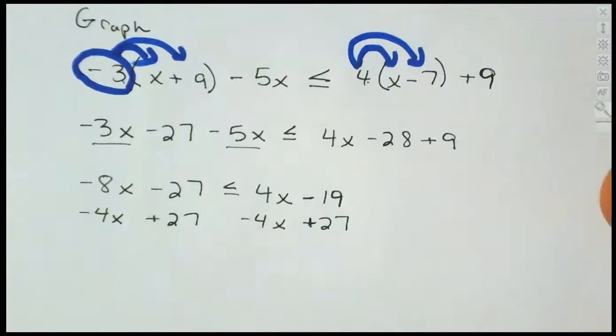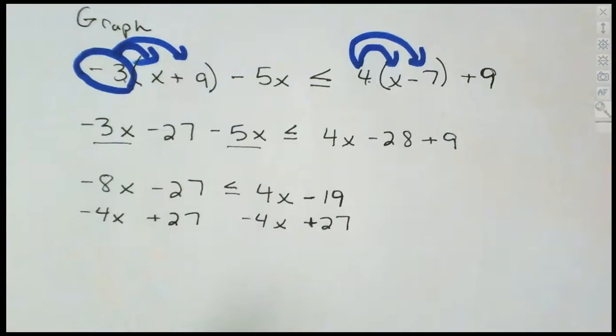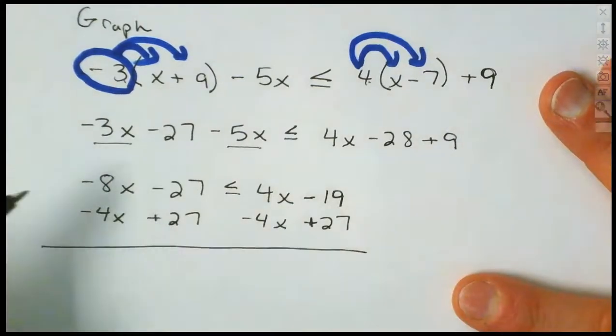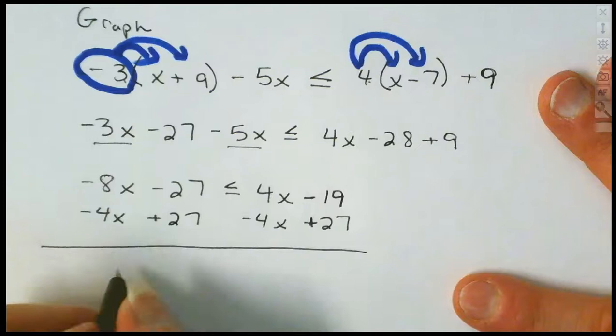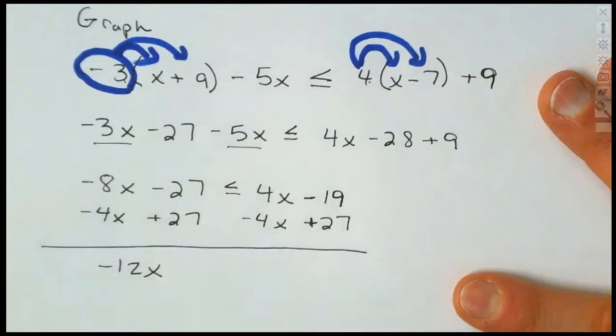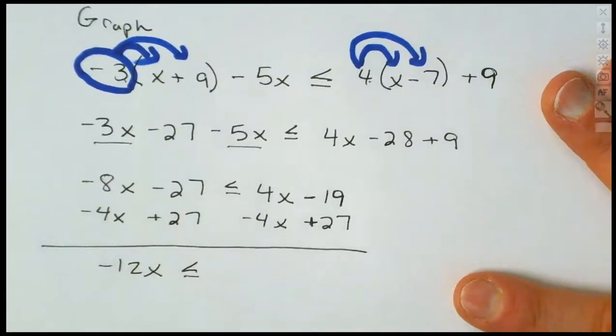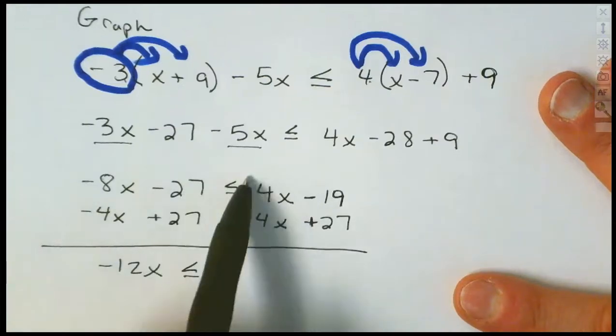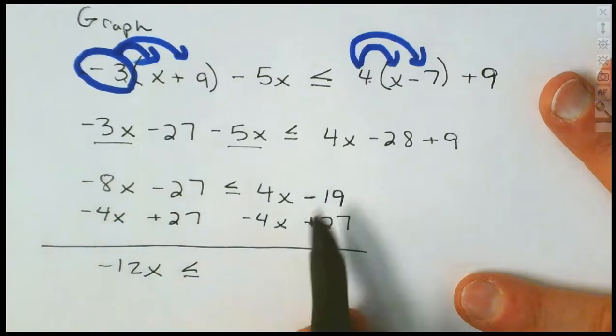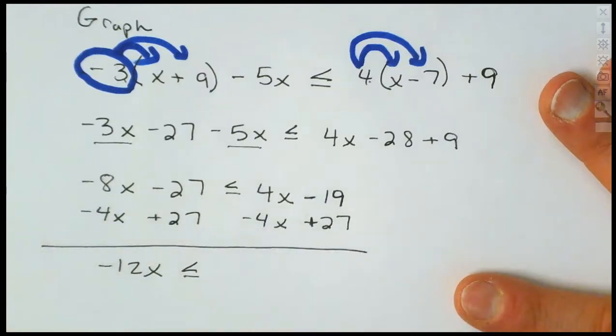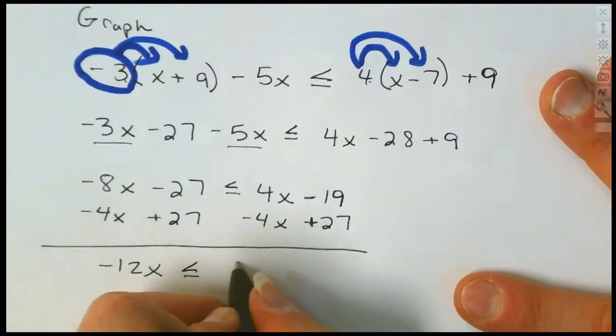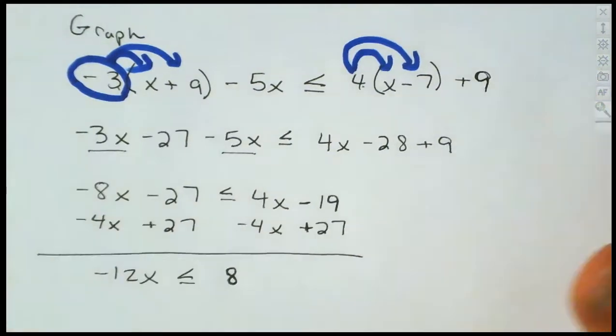We've done it enough now that I think I can do it in just 1 on the overhead here. But you move things over. Now, what's going to happen when I do that? Minus 8 minus 4 makes it minus 12x. Inequality symbol stays the same. 27's cancel, 4x's cancel, and 27 minus 19. Okay, 27 minus 19 makes a positive 8, doesn't it? Because you've got 27 minus 19. That leaves you with that 8 there.